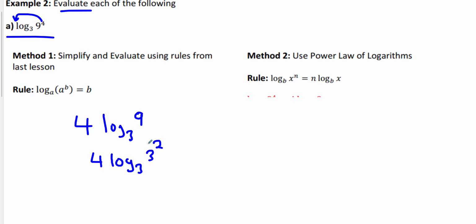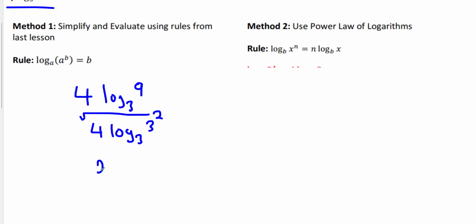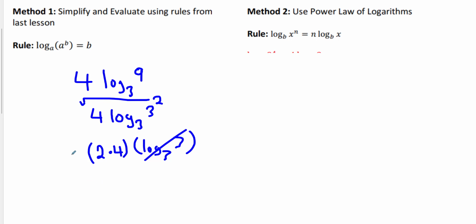Now I have another exponent. Guess what? I can bring it out in front, right? So now this 2 and this 4 are multiplying, if you haven't figured that out. And now log base 3 of 3 just cancels out. So the answer is 8.